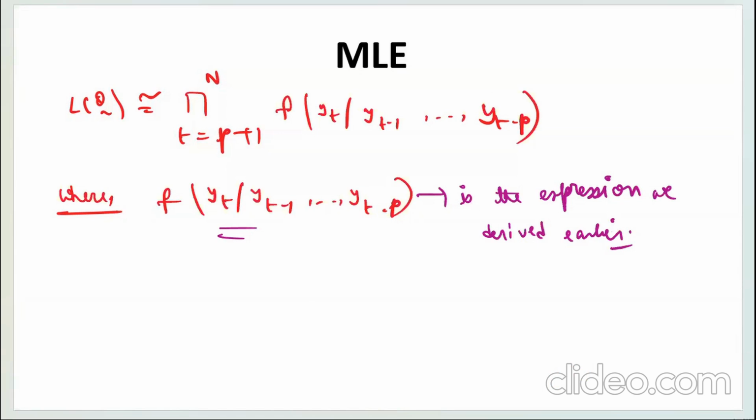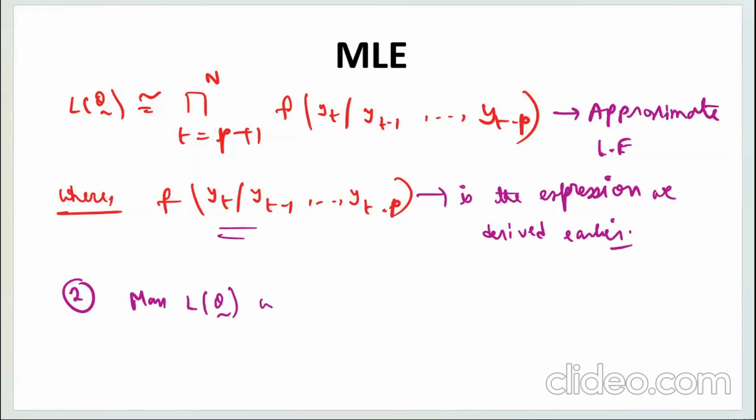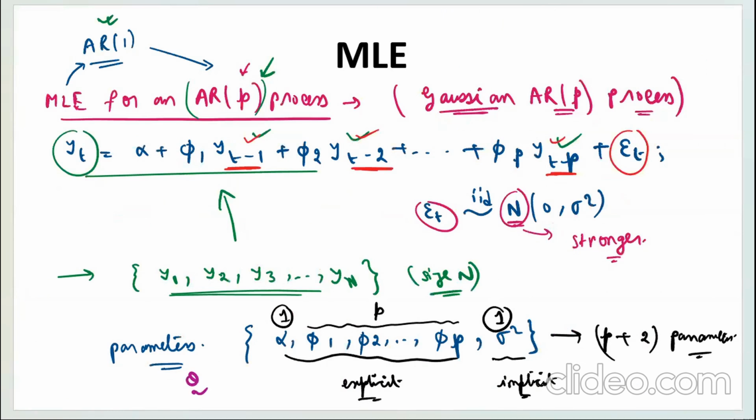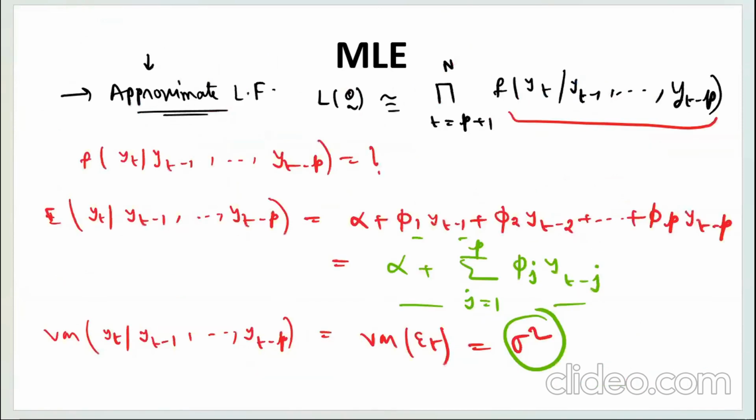And now again what you have to do. So this is the approximate likelihood function, right? Approximate. This is the approximate likelihood function, or what we call the conditional likelihood function. And step 2 is simply maximize this likelihood function with respect to the parameters, right? What are the parameters? Parameters are everything that I have told you here. This is the parameter vector: alpha, phi 1, phi 2, phi p, sigma square. So altogether you have p plus 2 parameters.